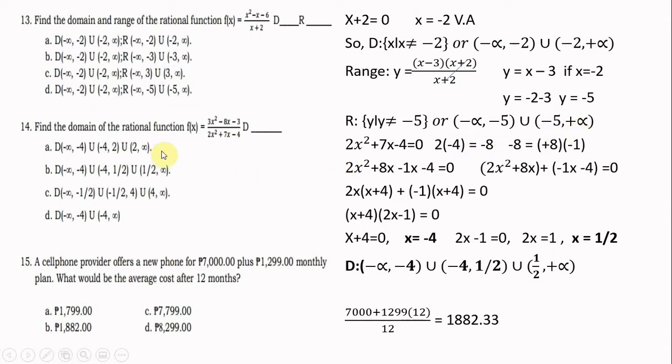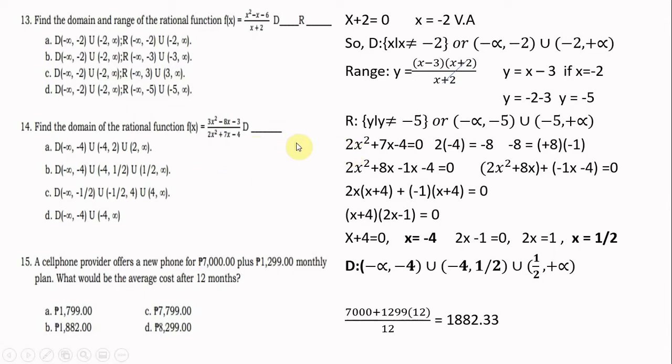Okay, so number 14, find the domain of the rational function f of x equals (3x squared minus 8x minus 3) over (2x squared plus 7x minus 4). All we have to do is equate the denominator to 0. To find the vertical asymptote, equate it to 0. Then, since this is a quadratic equation, we are to factor it out.